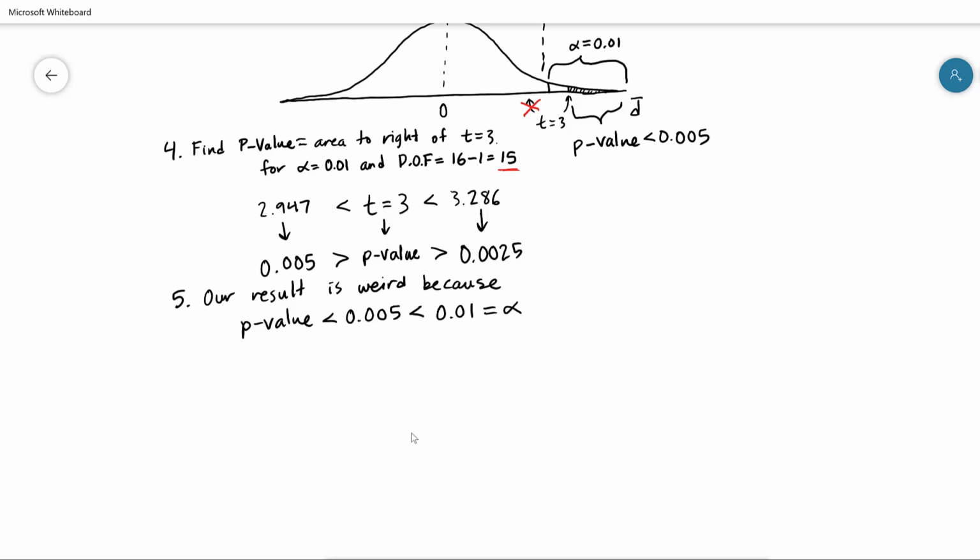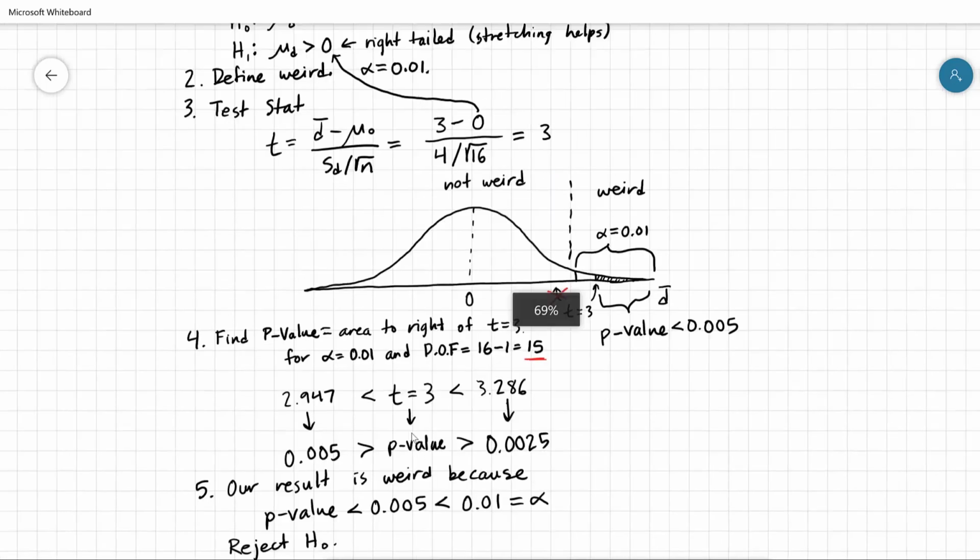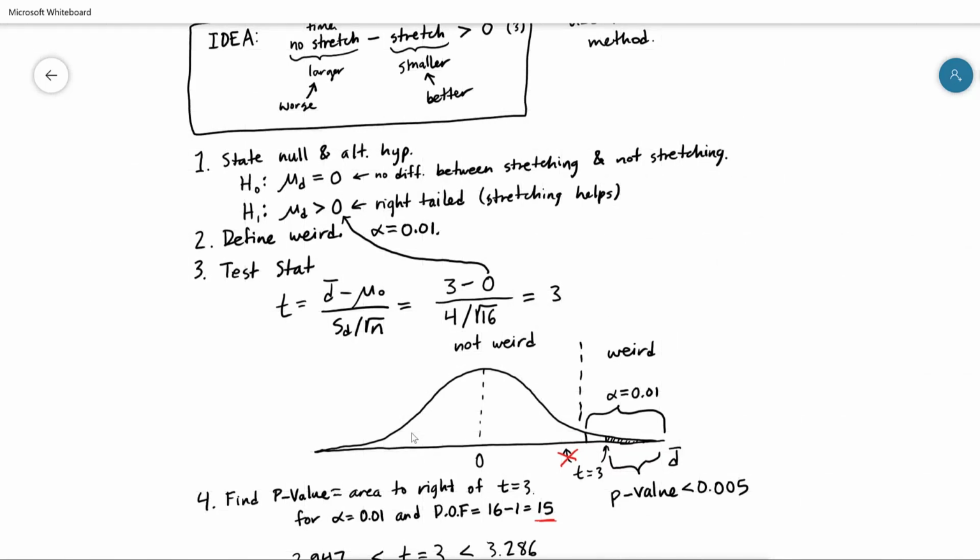Okay. So with this in mind, our result is weird. What does that mean we need to do? That means we need to reject the null hypothesis. It's only weird under the assumption that there is no difference between stretching and not stretching. We have just rejected this notion. We have come back and said, no, not the case. Mu sub d is definitely not equal to 0. The evidence very strongly suggests that this is true instead.